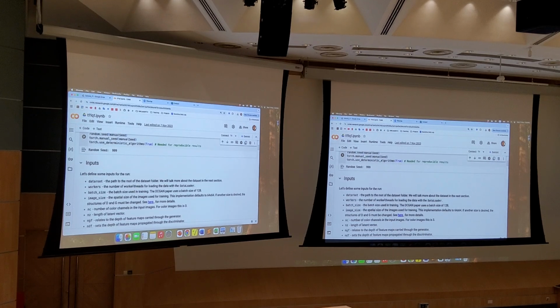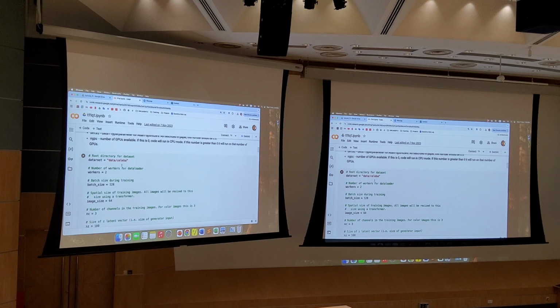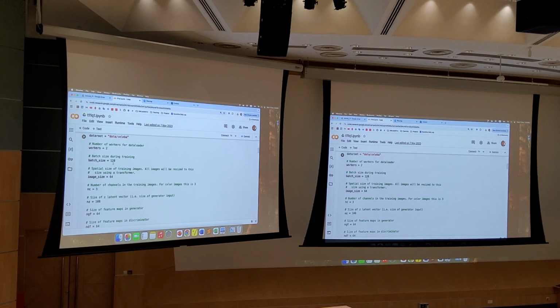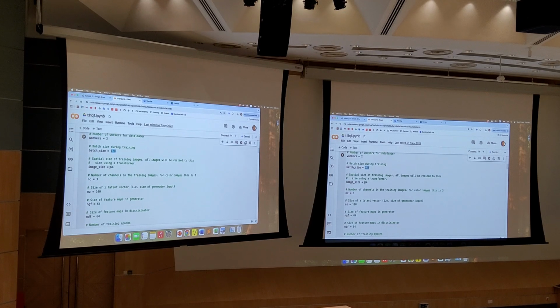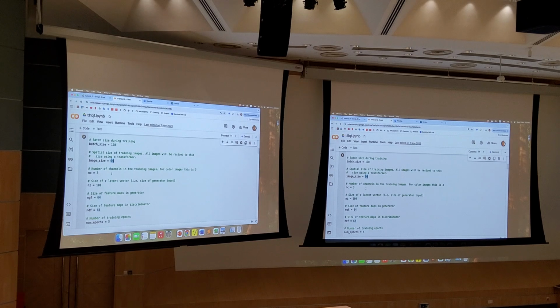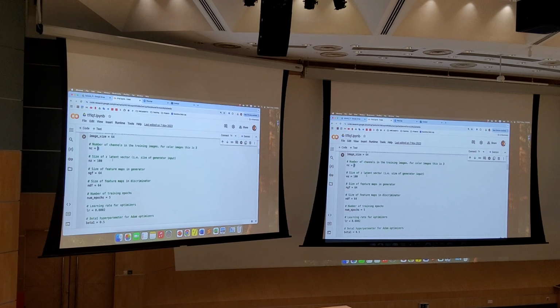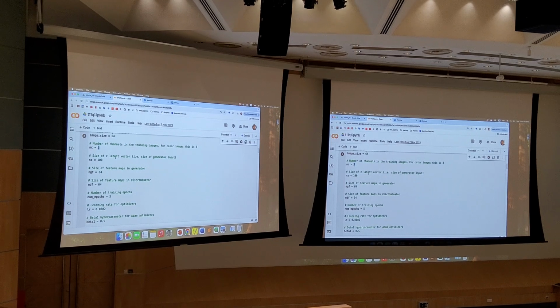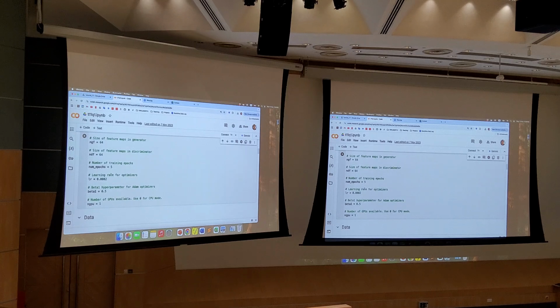Then we define the root directory to store our data, the batch size being 128. This is the image resolution, 64 times 64. The number of channels is 3 because we have RGB. And the latent vector that we feed into the generator is 100 dimensions. And that's the feature maps in generator and discriminator. Those are some hyperparameters.